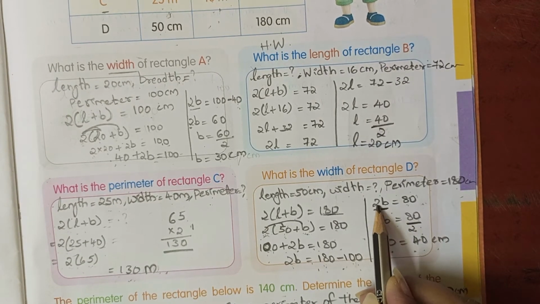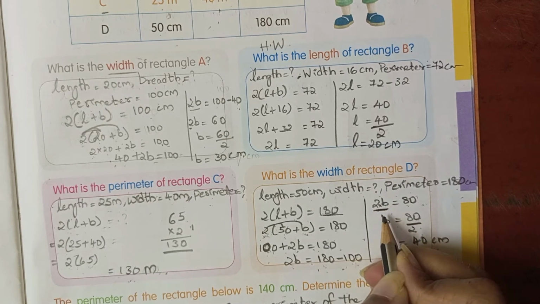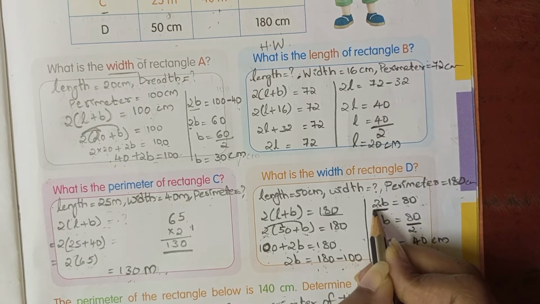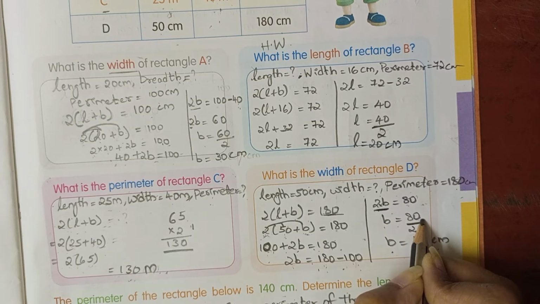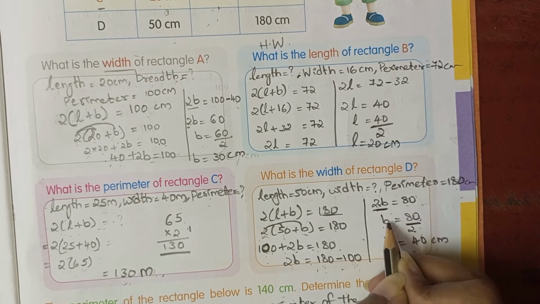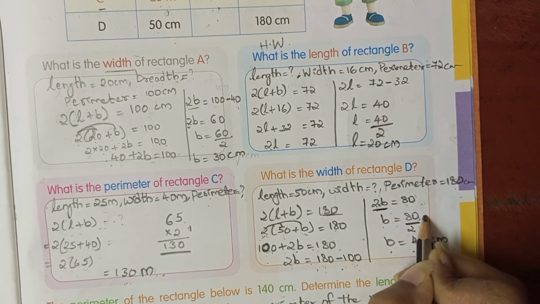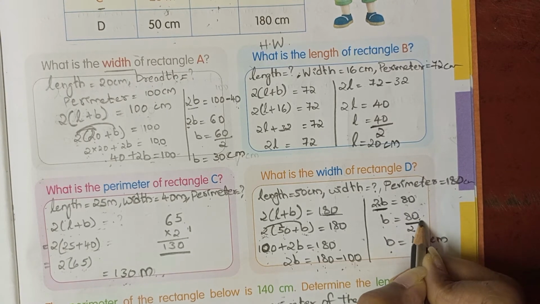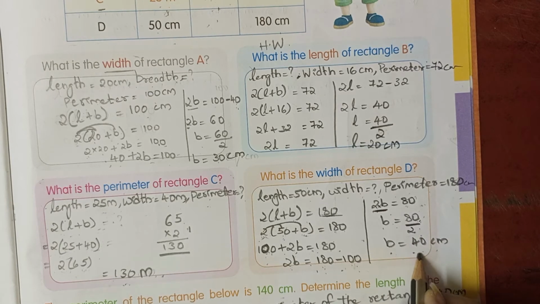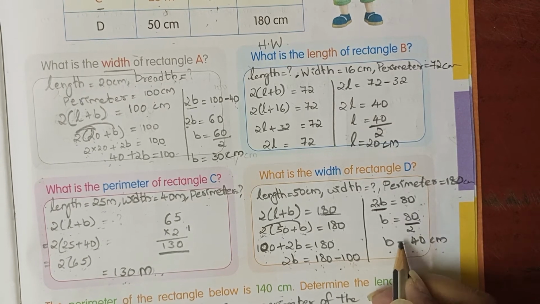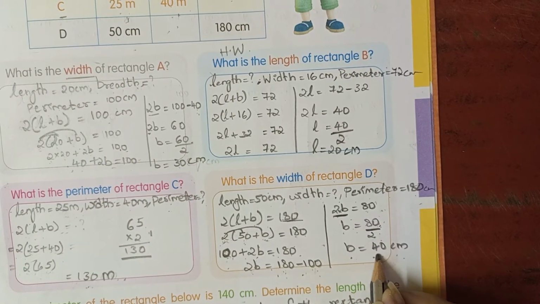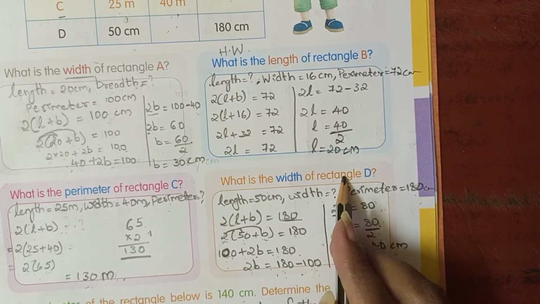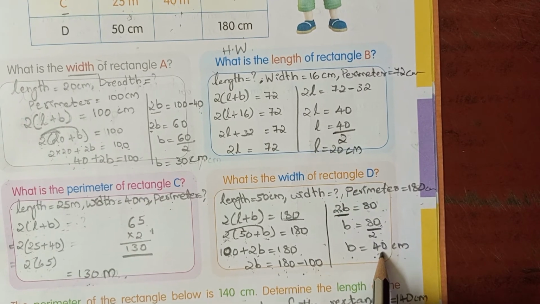2B. See here, 2 is multiplying with the B. Whenever it goes that side, we have to do division. B is equal to 80 divided by 2. 80 divided by 2 is 40. B is equal to 40 centimeters. So width of this rectangle D is 40 centimeters.